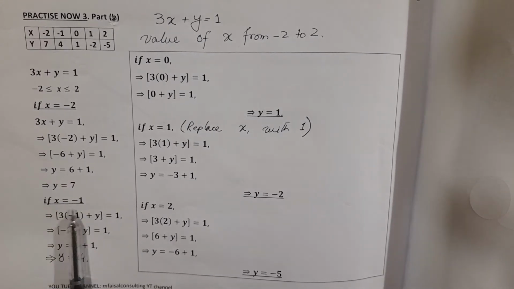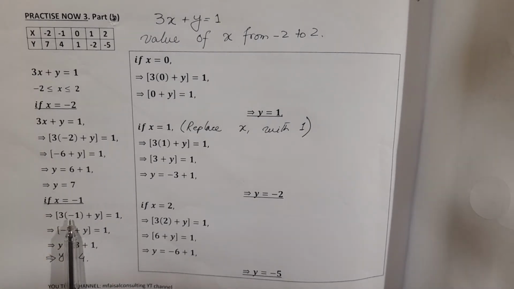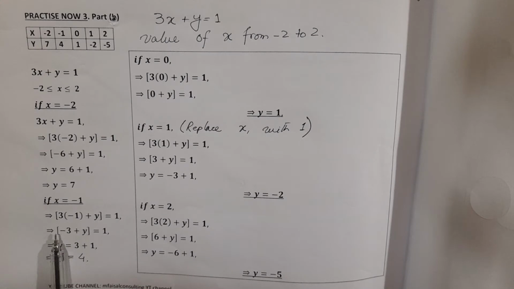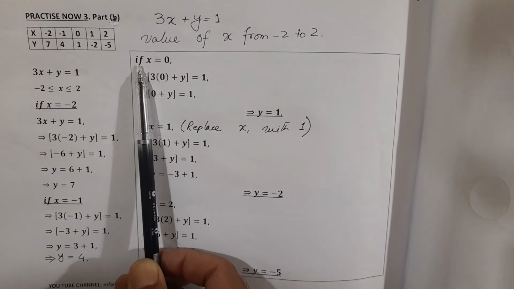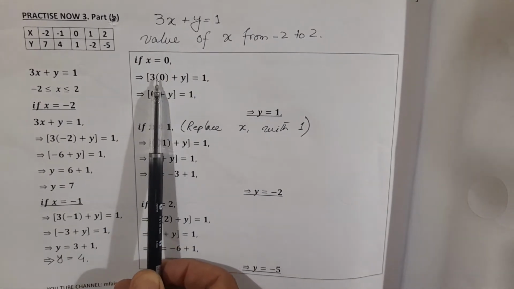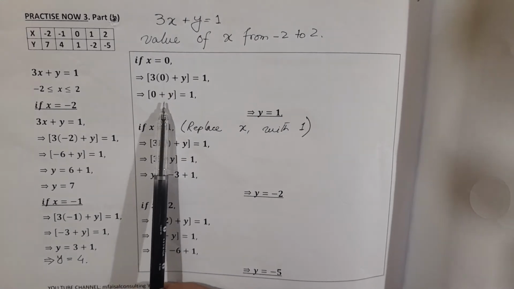If x is equal to minus 1, then replacing x with minus 1, 3 multiplied by minus 1 is minus 3. So take the minus 3 on the right hand side of the equalizer. So it becomes plus 3, y is equal to 3 plus 1, y is equal to 4. If x is equal to 0, replace x with 0. 3 multiplied by 0 is 0. So y is equal to 1.